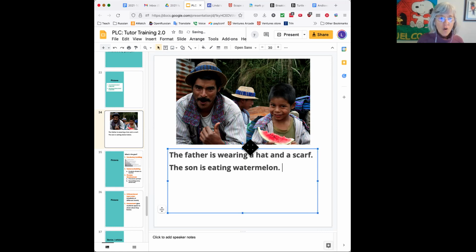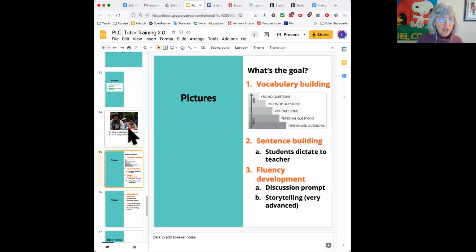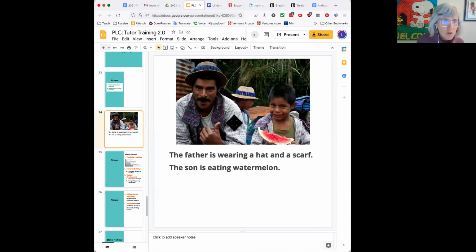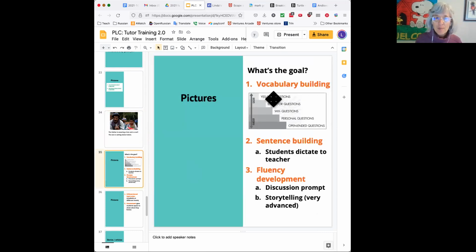Okay, so with pictures, the goal could just be vocabulary. This is a simple picture, but it could be, what's his stripes? He's wearing a striped shirt, actually. The goal could be vocabulary building, sentence building, fluency development. A picture can be a whole discussion prompt.